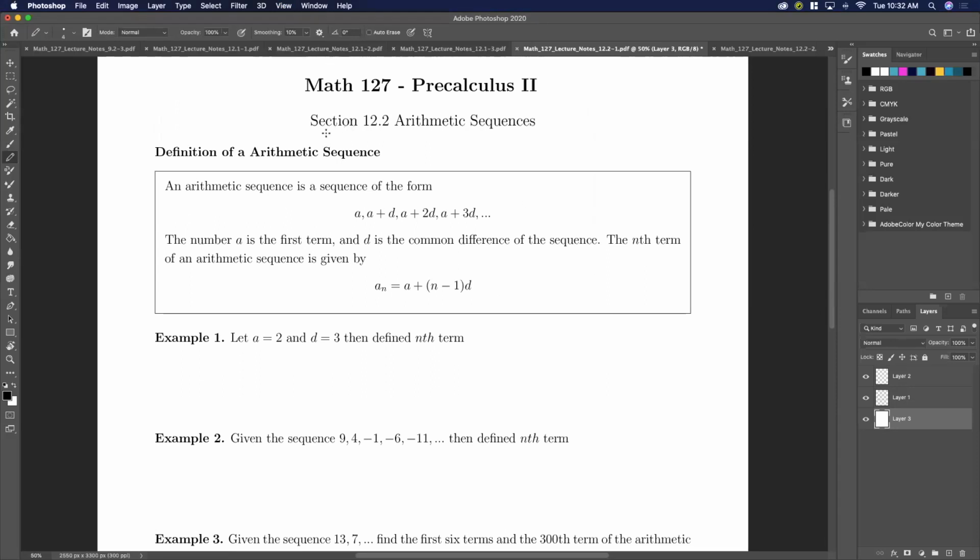All right, so here we're going to be doing 12.2. This is arithmetic sequences. Arithmetic sequences always have this form. It's always going to be a, and then a plus d, a plus 2d, a plus 3d, and so on. The formula always looks like this.